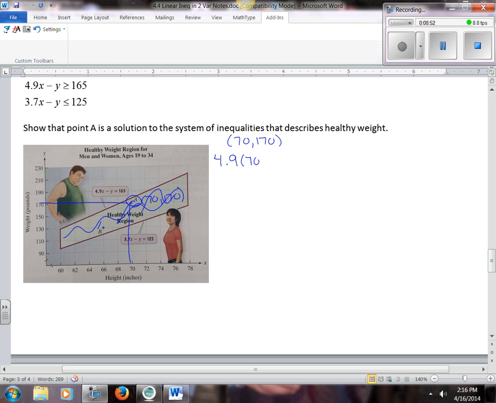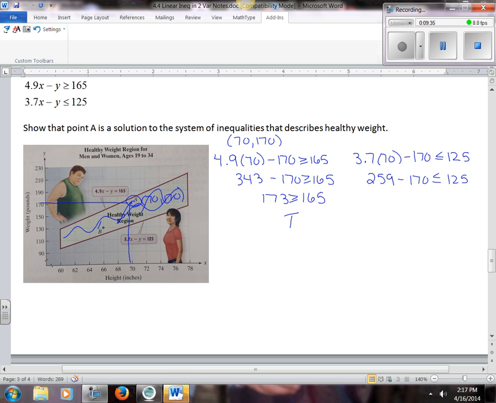4.9, but instead of x, it's 70, minus y. So that's the first one I'm testing into. The second one, so I want to make sure that both of these are true statements. Okay, 4.9 times 70 is 343, minus 170. 343 minus 170 is 173, which is greater than or equal to 165. That's true. Other side here, 259 minus 170 is less than or equal to 125. 89 is less than or equal to 125, and that's also a true statement.